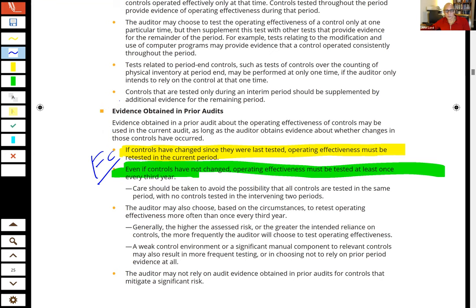Maybe by year two, you see that they did a good job in year one. Year two, maybe you decide to test them again, right? Maybe by the third year, you say, well, now I'm not going to test them. And then you'd be on that three-year cycle before you have to test them again, unless they changed. And frankly, using auditor judgment, you could test them as frequently as you want.